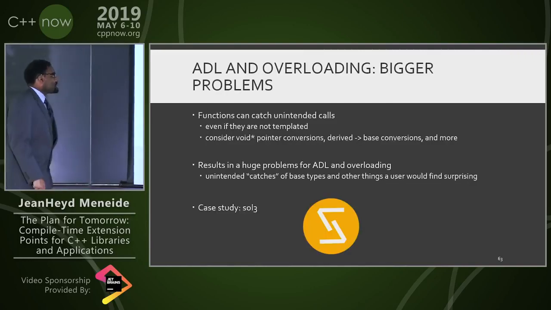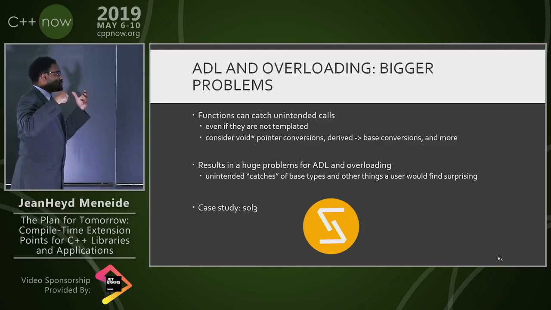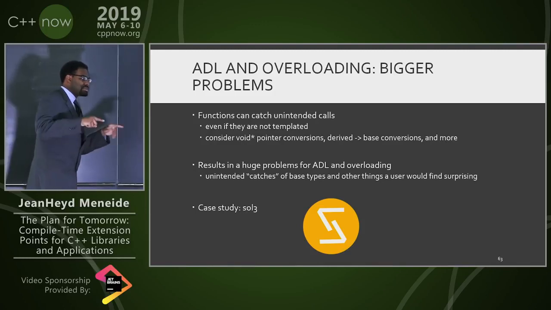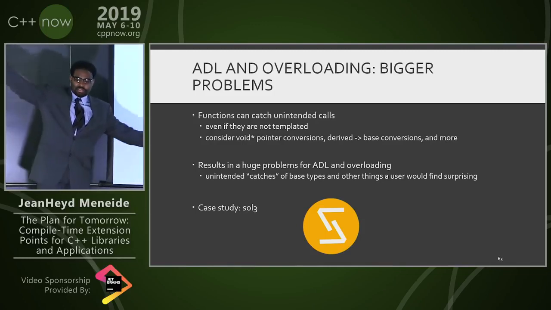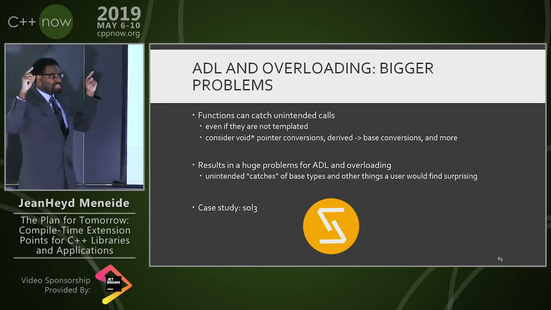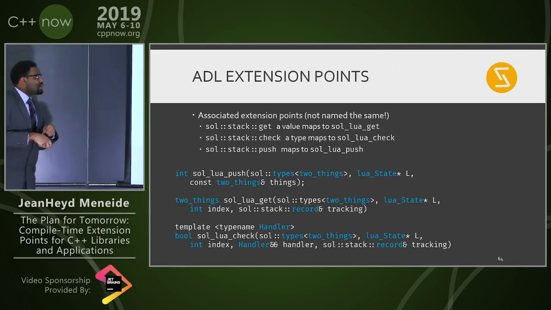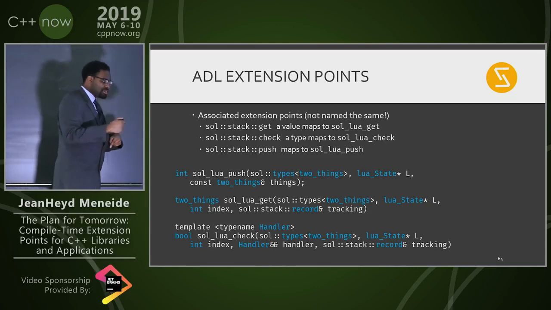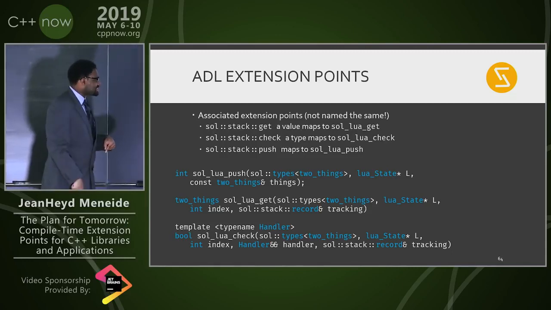So the idea is that you can catch things that you didn't intend, right? And when it comes to ADL, there are also other surprises that are not necessarily related to catching functions outside of your namespace, but also with just your own extension points. I'm going to talk a little bit about some of the ADL extension points that I am actually going to ship, despite all the horrible things I just said about ADL. I'm going to ship ADL extension points.